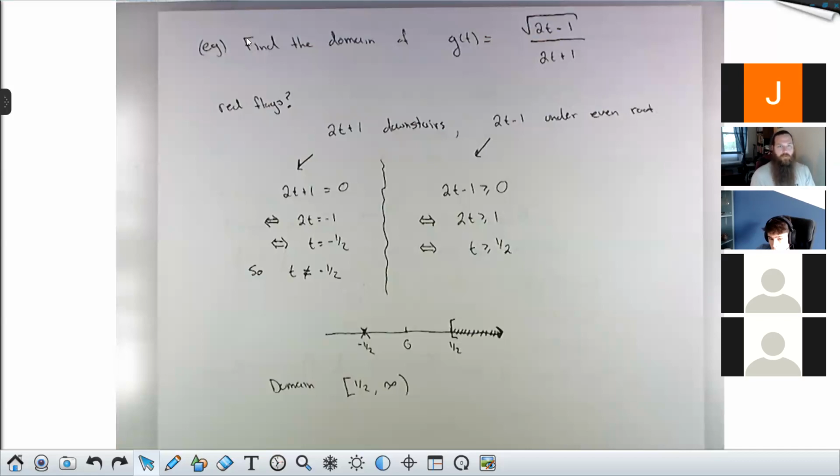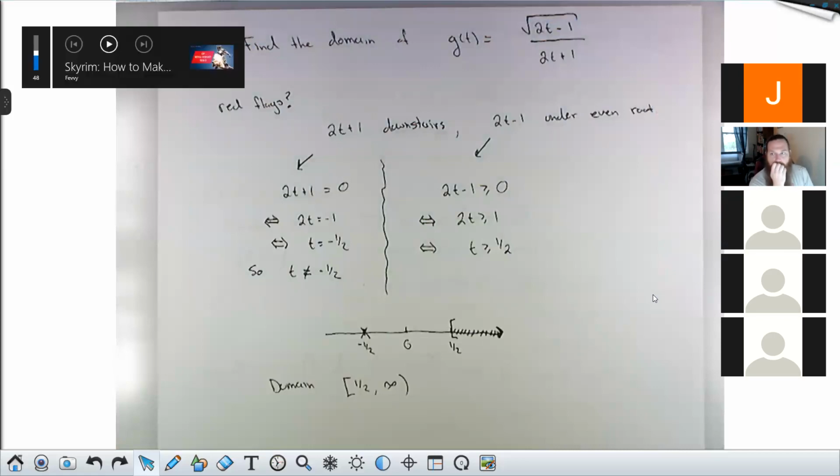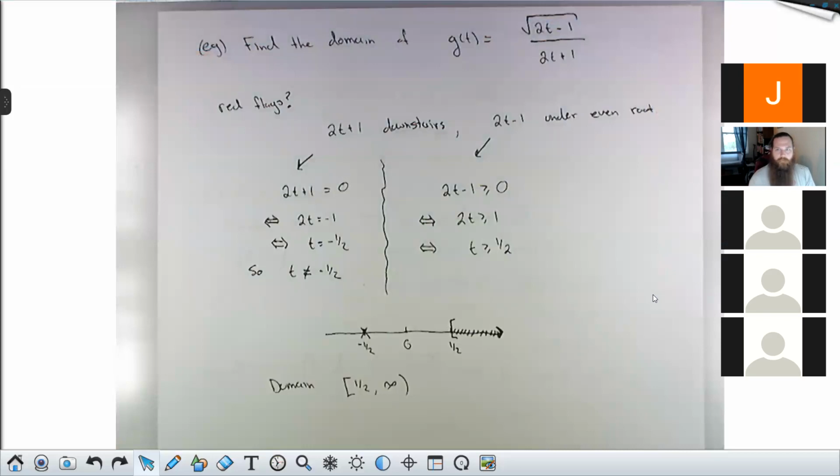All right. Any questions on this or the last domain example? We only use equality with the radical. Correct. Yeah, the radical, we know we need the stuff under the radical to be greater than or equal to 0. So when we're talking about domains, that's the only place we need an inequality. That's correct. Any other questions?